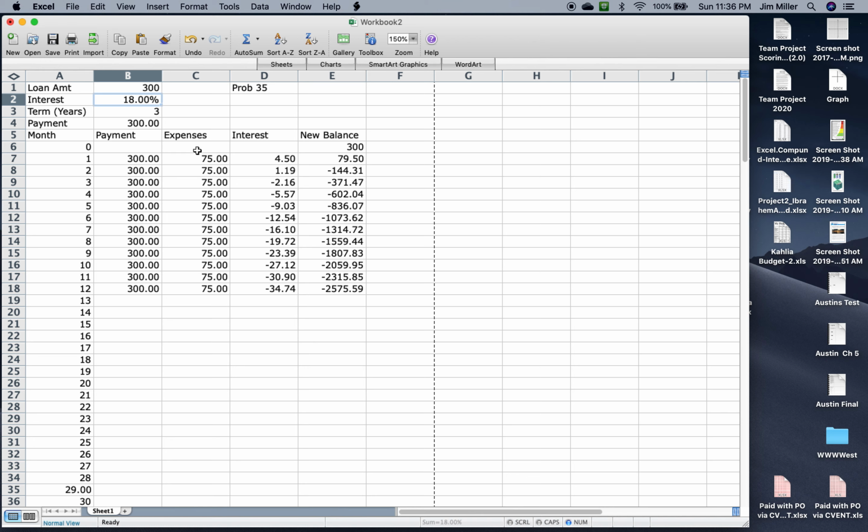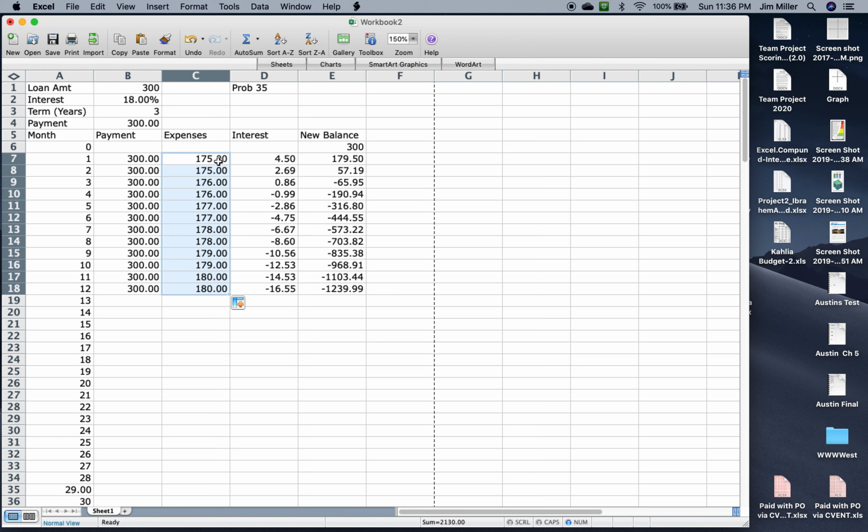Now this time the expenses is not 75, but 175. So let's just make this equal to the one above, all the way down. It should not add up. It should be the same all the way down. 175. Oh, that's because I did something. Okay, 175. 175. Now they're all 175. Okay.